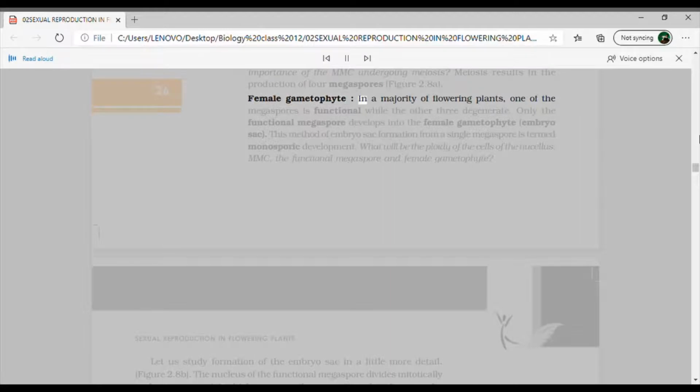Female gametophyte. In a majority of flowering plants, one of the megaspores is functional while the other 3 degenerate. Only the functional megaspore develops into the female gametophyte, embryo sac. This method of embryo sac formation from a single megaspore is termed monosporic development. What will be the ploidy of the cells of the nucellus, MMC, the functional megaspore and female gametophyte?